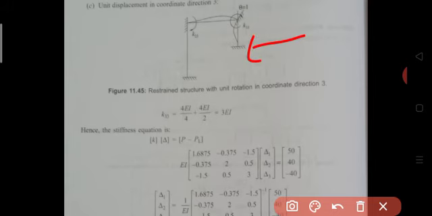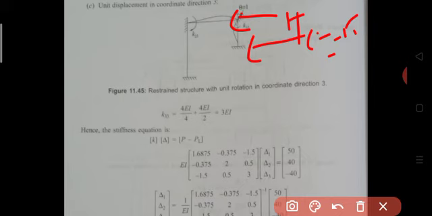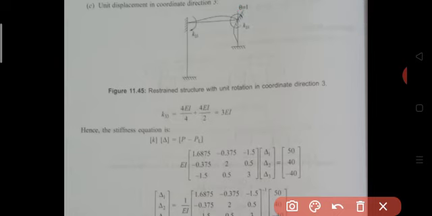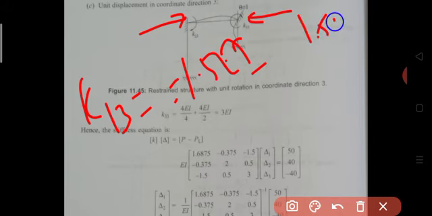So, the reaction at C is 1.5EI in the minus x direction. Therefore, K13 is equal to minus 1.5EI. The minus sign means our assigned coordinate direction is the plus x direction, but the induced reaction at this level is in the minus x direction, with value 1.5EI. Therefore, you get minus 1.5EI.